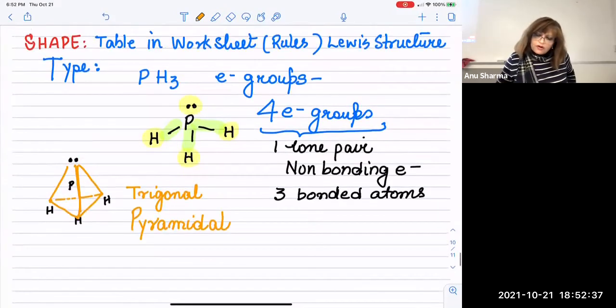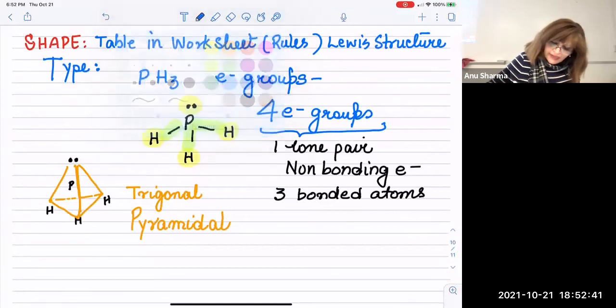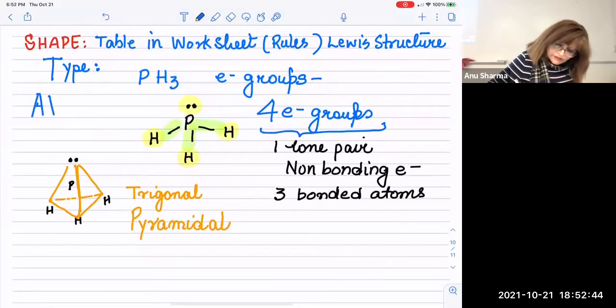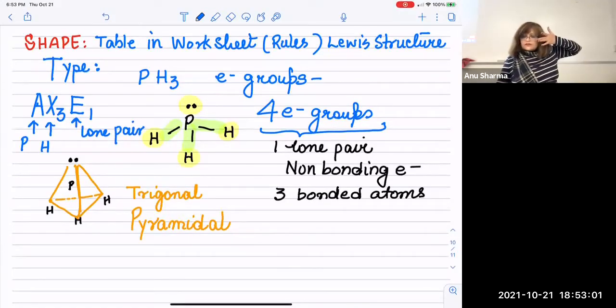So you won't go wrong if you can identify the type. So it is AX3E1. A is phosphorus, X3 is hydrogens, and E1 is the lone pair, the non-bonded electrons.